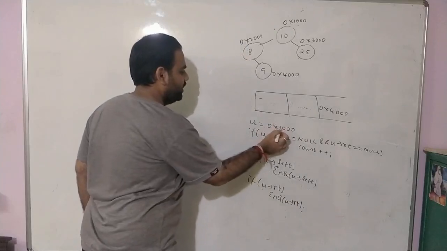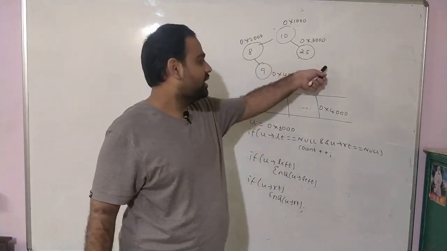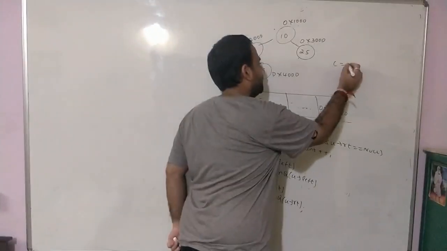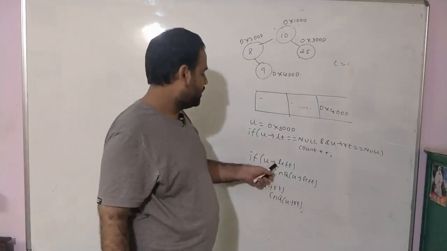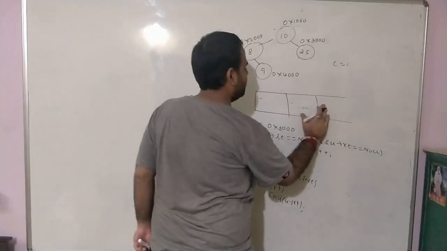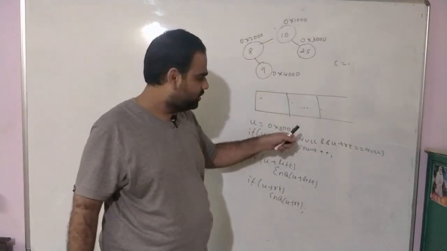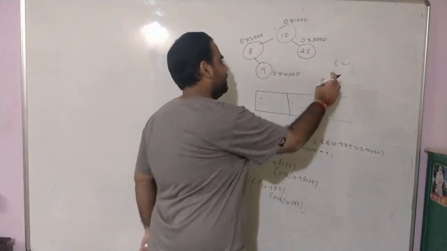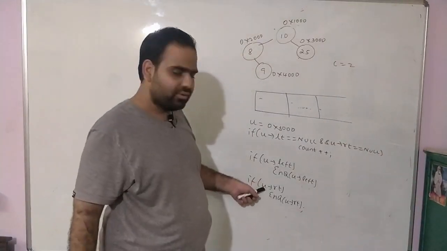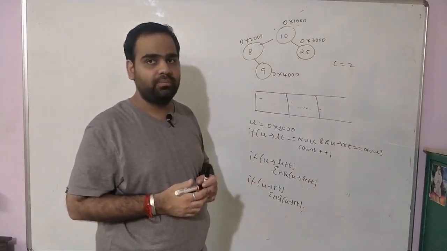Now dequeue 3000. U is equal to dequeue 3000. Is 3000 arrow left equal to null? Yes. Is 3000 arrow right equal to null? Yes. You say count plus plus. The value of count will become 1. Now 3000 arrow left is null, 3000 arrow right is null. Do not enqueue. U is equal to dequeue. You dequeue 4000. Is 4000 arrow left equal to null? Yes. 4000 arrow right equal to null? Yes. You say count plus plus. The value of count becomes 2. Now 4000 arrow left is null, 4000 arrow right is null. Do not enqueue it. And whenever you see the queue is empty, you stop the procedure.